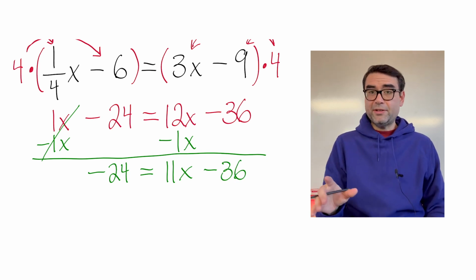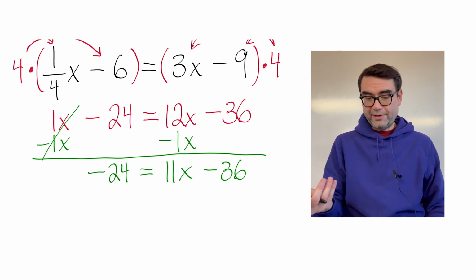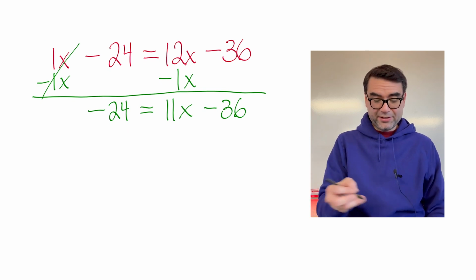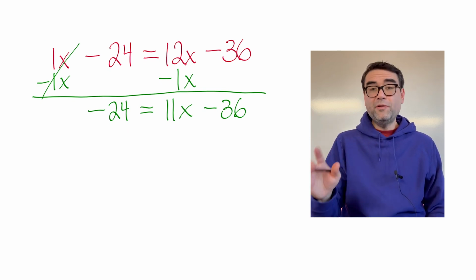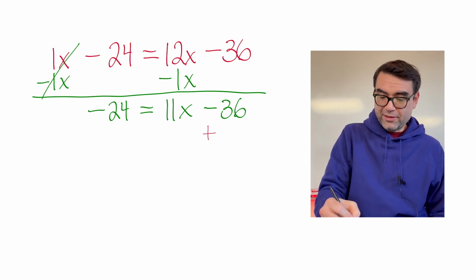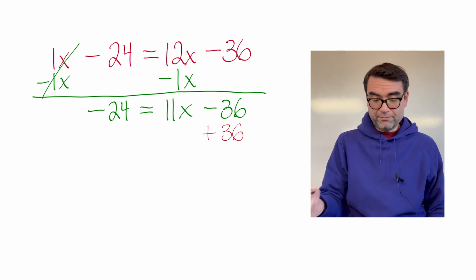So I have all my x terms grouped on the right side of the equation. It doesn't matter which side I choose, so I group them all on the right side. What I need to do now is isolate my x term. So I'm going to move the negative 36 by adding 36, the opposite. If you add 36, those will cancel, right? Negative 36 plus 36 will disappear.